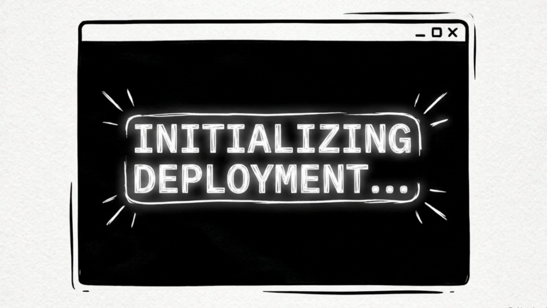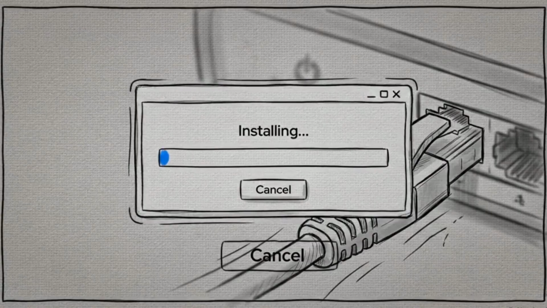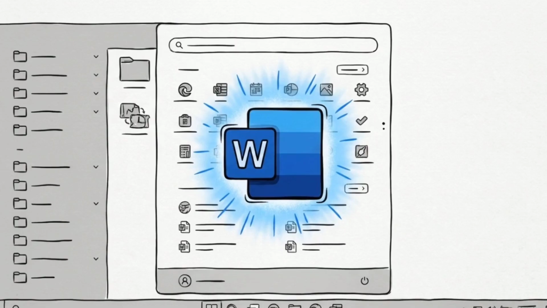Now type exactly what you see on screen: setup /configure configuration.xml, then hit Enter. The standard Microsoft installation window will appear. This process usually takes between 10 and 15 minutes depending on your internet speed. Using the command prompt allows us to bypass default installation behaviors, pulling the clean software packages directly from the source. When the installer finishes, open your Start menu and launch Word to confirm the application is working.